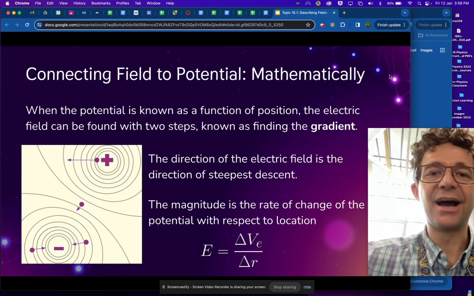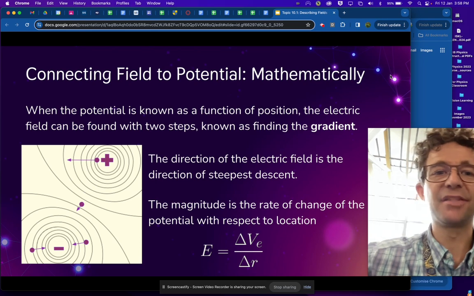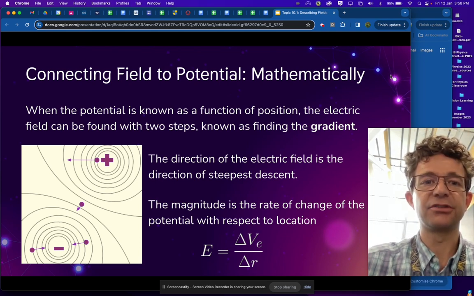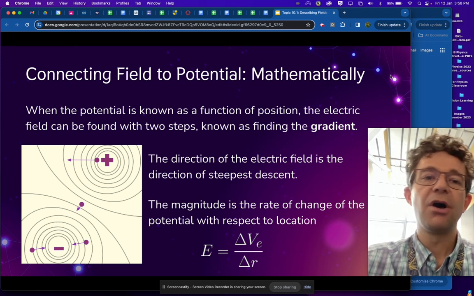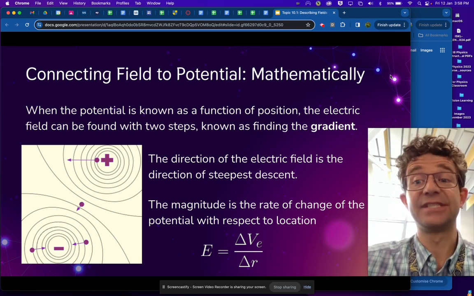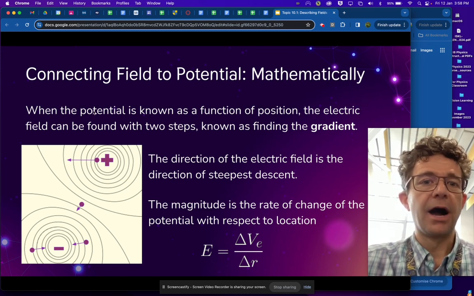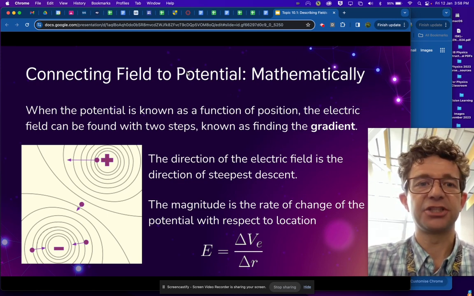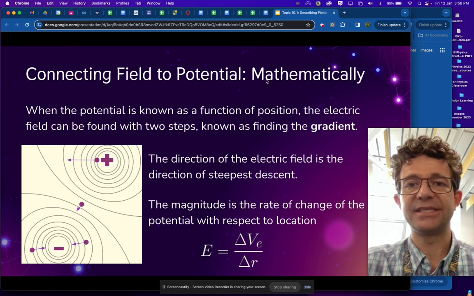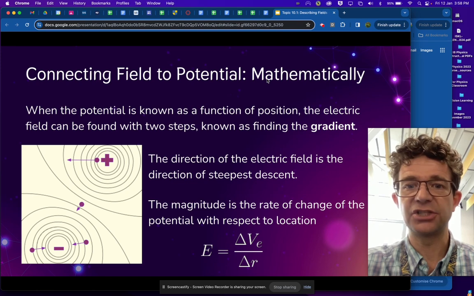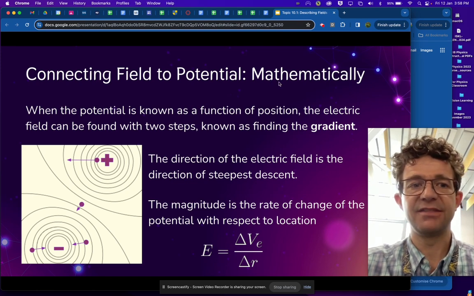So maybe I could have done a better job of timing things out so that you could see the connection between electric field and potential. So hopefully, this is just the extra 10 minutes that I didn't quite have today to look at that. When we want to make a connection between field and potential, most of the time we have the electric potential and we want to use it to find the electric field.